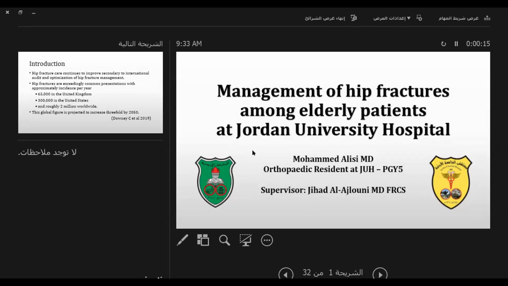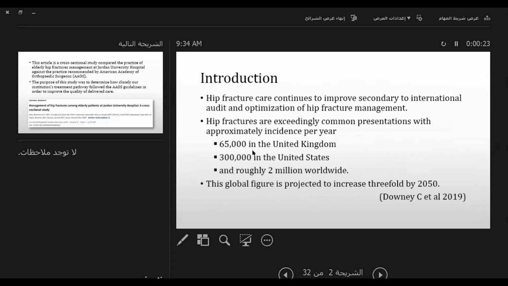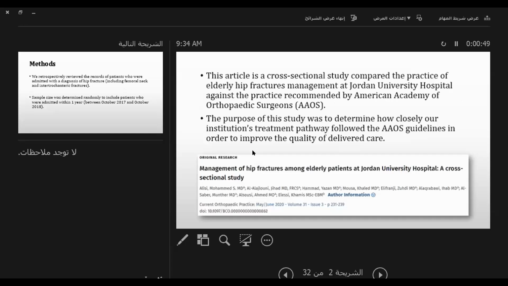Our talk now is about management of hip fracture among elderly patients at Jordan University Hospital. As an introduction, hip fracture care continues to improve secondary to international audit and optimization of hip fracture management. Hip fractures are exceedingly common presentations, with an incidence per year of about 65,000 in the UK, 300,000 in the United States, and roughly 2 million worldwide. This figure is projected to increase threefold by 2050.